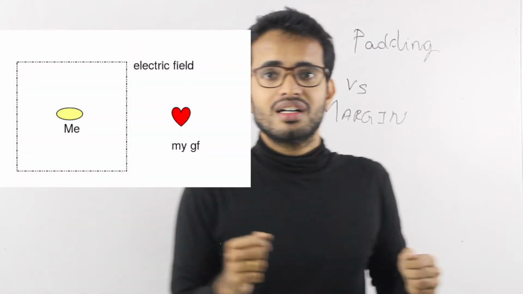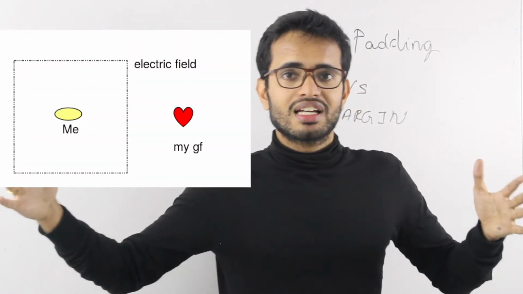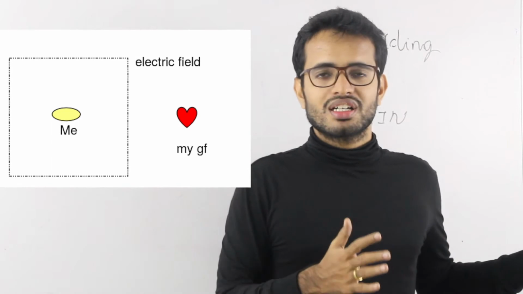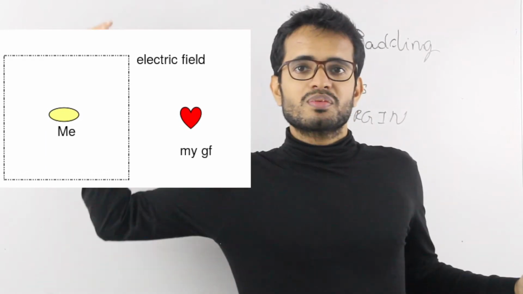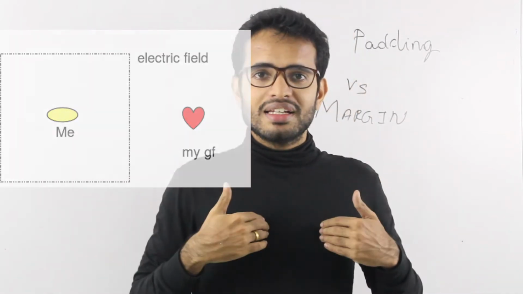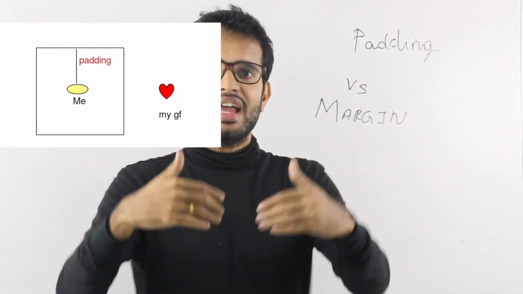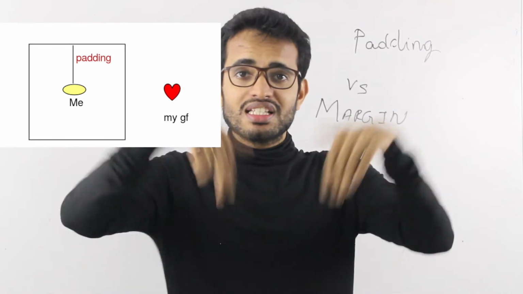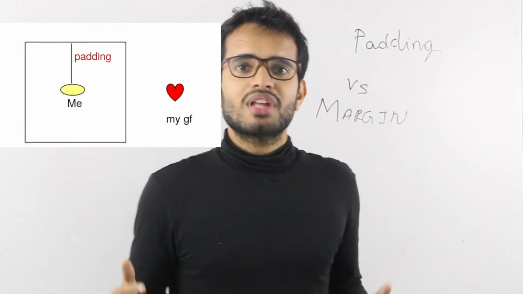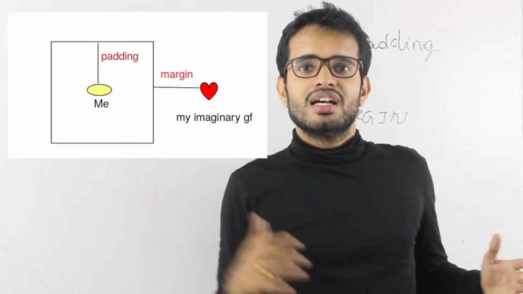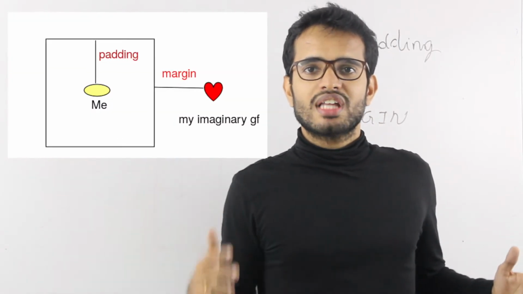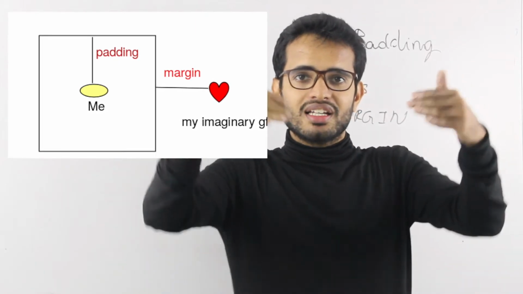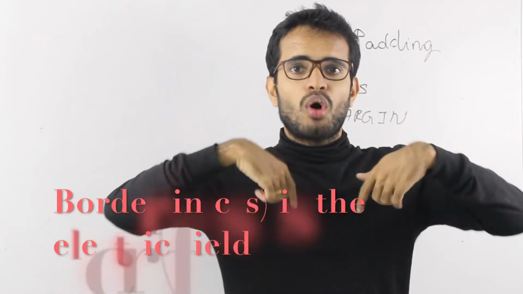So I'm going to maintain a distance. I'm going to move my entire electric field along with me to a certain gap or certain distance from somebody. The gap that I maintain between myself and the electric field is called padding. So that is a gap inside the electric field. The gap that I am maintaining between the electric field and somebody else is called margin. So that is outside. Padding is inside, between the you or the element and the border.